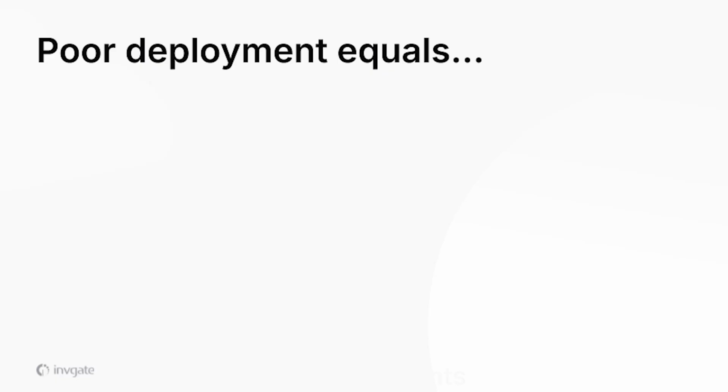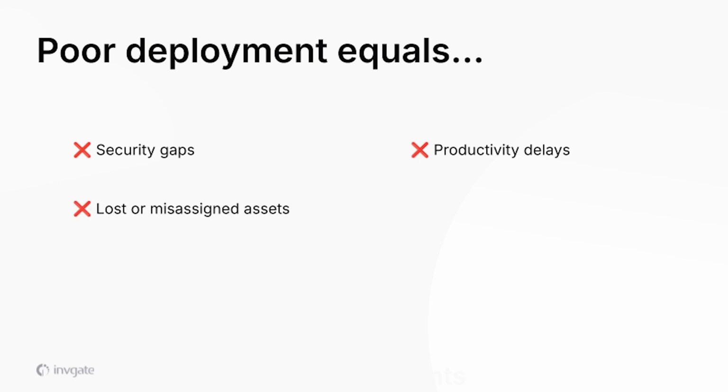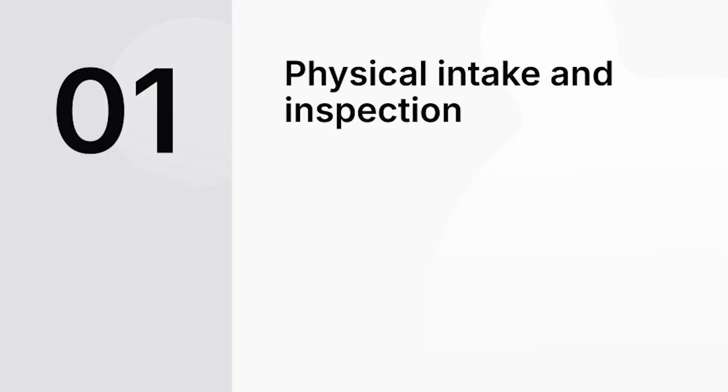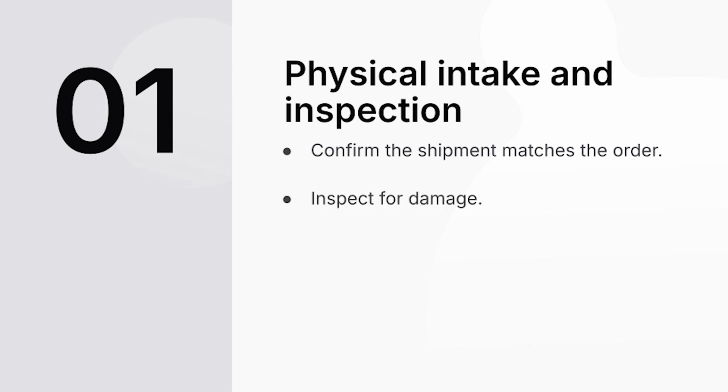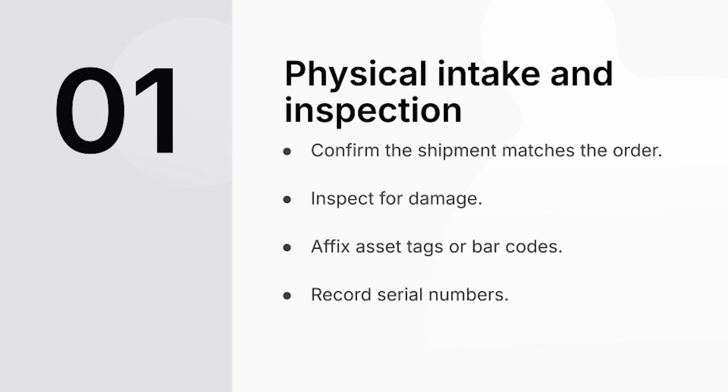Poor deployment equals security gaps, productivity delays, lost or misassigned assets, zero documentation, angry users, and eventually lost money. The core steps of smart deployment are: number 1, physical intake and inspection. Confirm the shipment matches the order, model, quantity, specs, etc. Inspect for damage. Affix asset tags or barcodes, and record serial numbers and asset IDs.